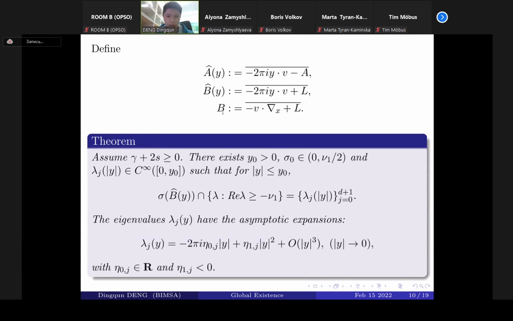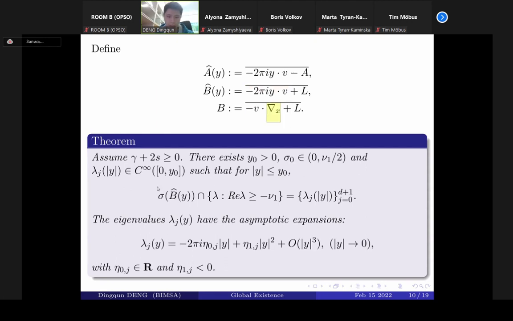Next we will define the Fourier transform of this, because there's a transport operator, if you remember it in the equation. We define the Fourier transform of this part to be 2 pi i y dot v, where y is the variable after the Fourier transform of x. A will be the part for just negative A without the K. In this way, we can give some spectrum structure of this operator B hat.